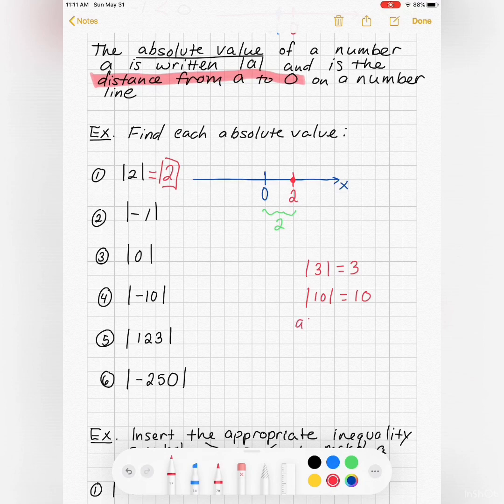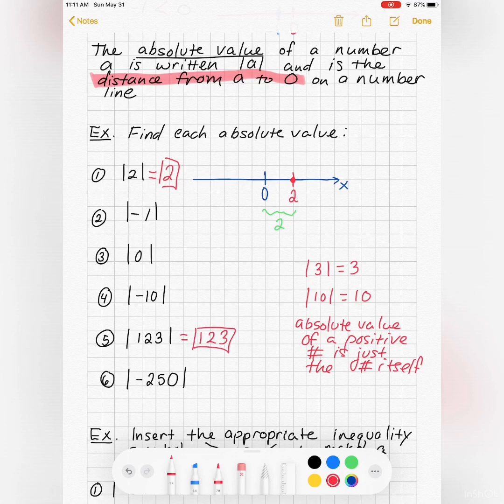So I can say the absolute value of a positive number is just the number itself. So that makes it really easy. If you look at any of these where I have a positive number like this one, the absolute value of 123 is just going to be 123.